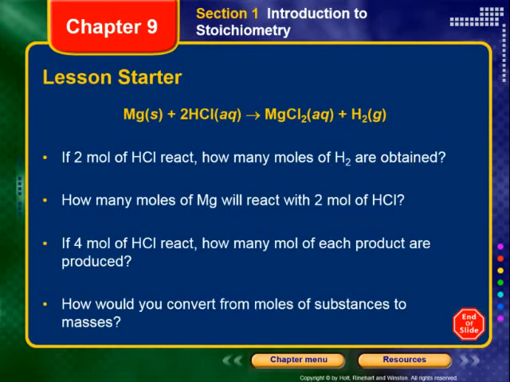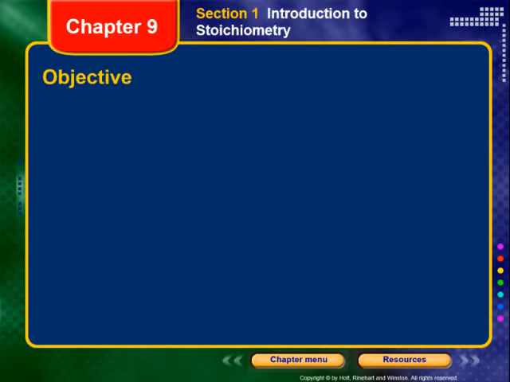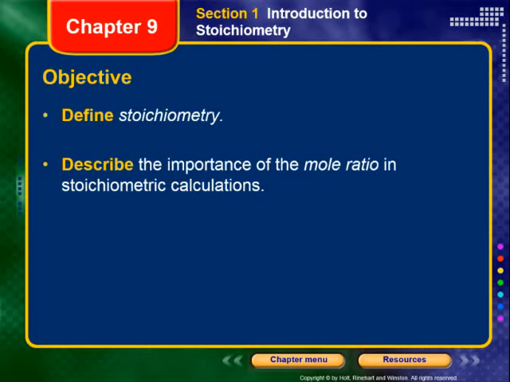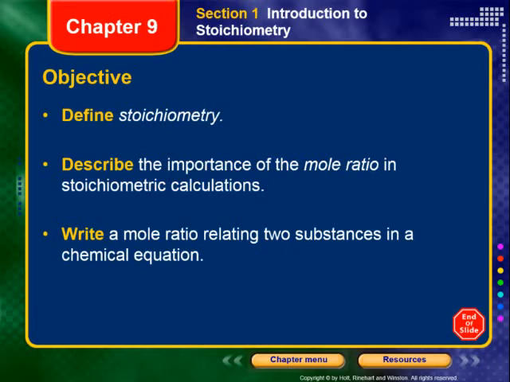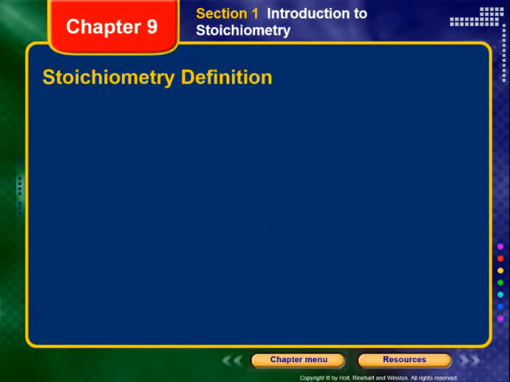And these are things that we have done in the past. Whether or not we've done a lot of it, that's kind of up in the air, but we have done these things in the past. We're just going to hit them harder in this chapter. All right. Specific things you'll need to do in this section. Define stoichiometry. Define the importance of the mole ratio in stoichiometric calculations, and then write a mole ratio relating to substances in a chemical equation.